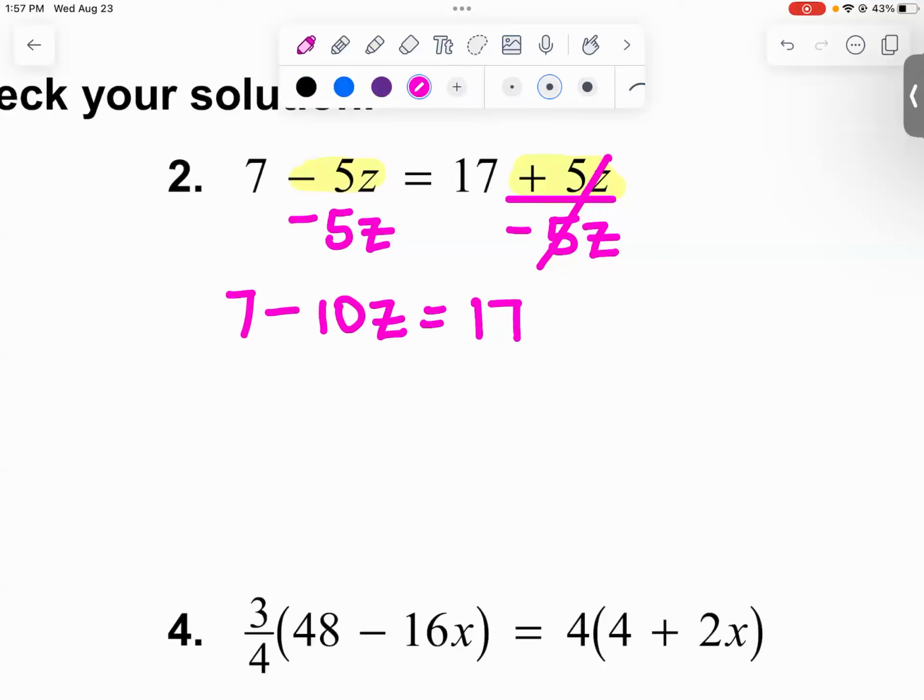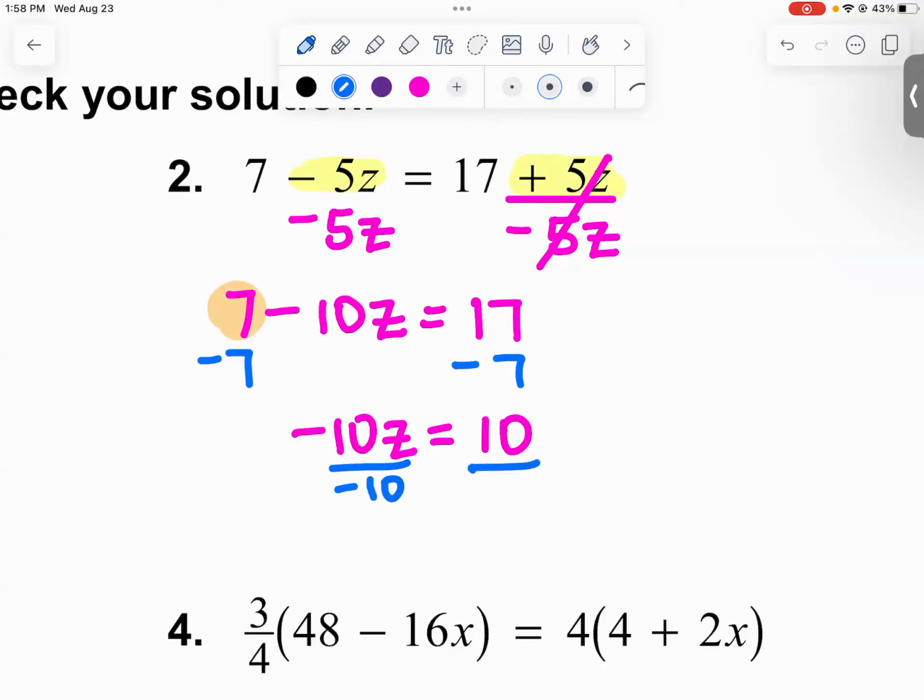Yeah, we're just balancing it. Now, what do we do with the 7? Please make sure the entire coefficient stays with that variable. This is negative 10z equals a positive 10. So yeah, we need to divide by that negative 10 to get z equals negative 1.